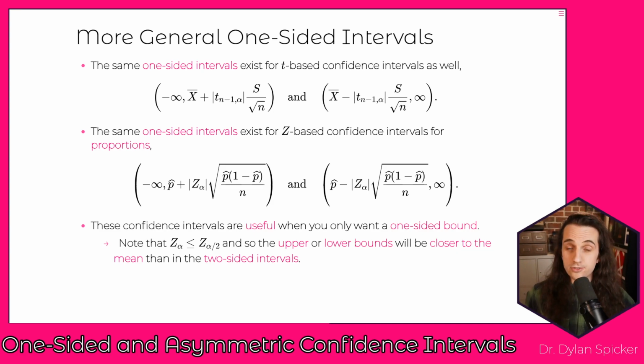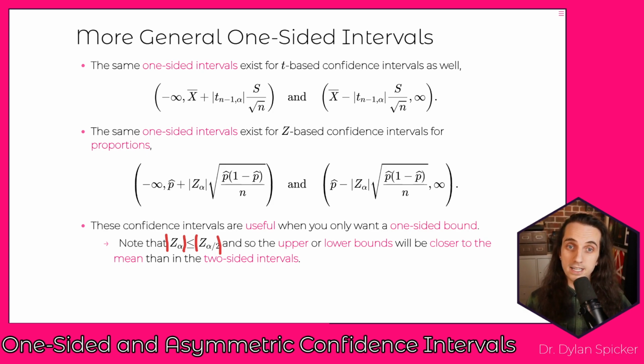Now, in general, Z alpha is going to be less than Z alpha over 2 in terms of the magnitude of it, right? So really, if we were being a little bit more cautious here, we would have been writing that the magnitude of Z alpha is going to be less than or equal to the magnitude of Z alpha over 2. And we saw that before on the previous slide when thinking through what the differences were. What this means for us is that the upper or lower bounds are going to be closer to the mean in the one-sided intervals, right?